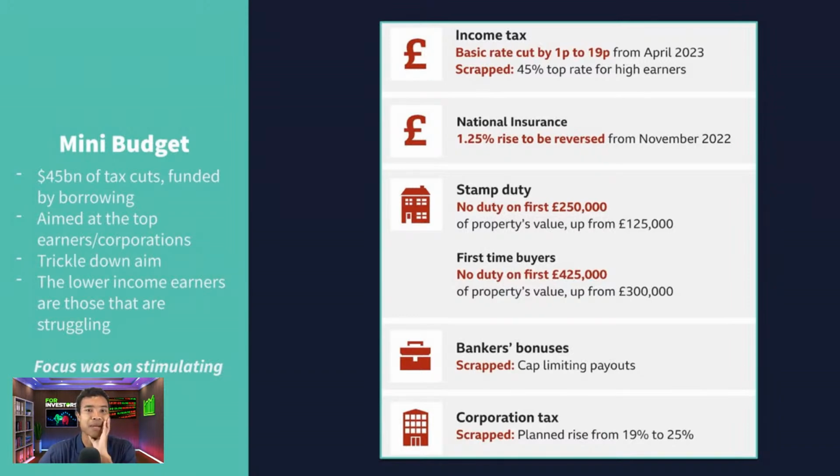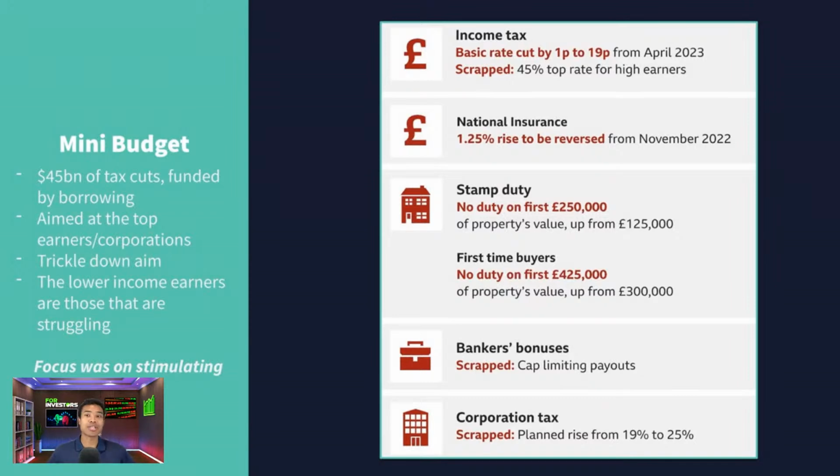Now, what was coming through? It was focused on energy and tax cuts. The top-level thing to consider here is that there was $45 billion of tax cuts, which will be funded by borrowing to make up that deficit. The top tax bracket was abolished, which means it's going to benefit the highest earners as well as corporations. As you can see here, the basic rate was cut, and the 45% top rate for high earners was scrapped. The banker's bonus cap limiting payouts has been scrapped as well, and the planned uplift in corporation tax has also been scrapped.